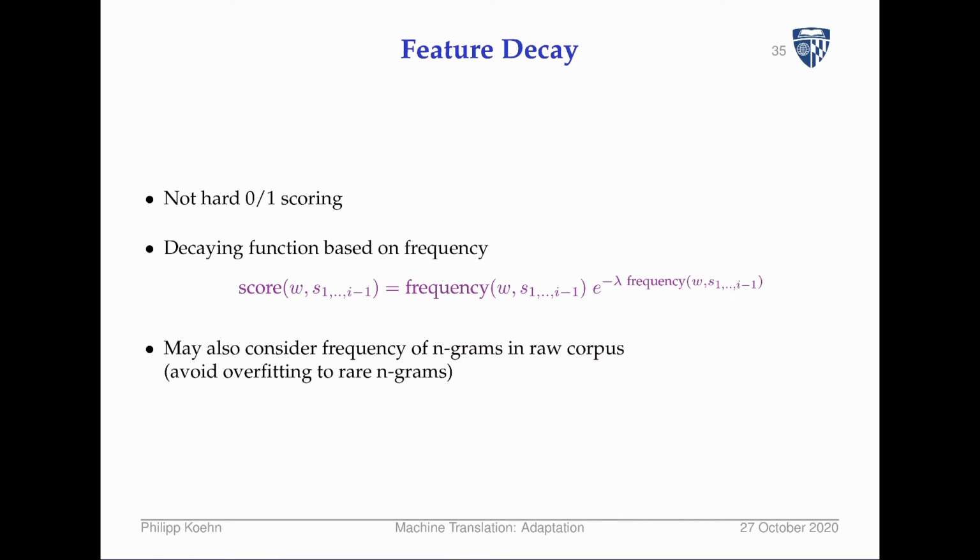Another way to do it is to not just go by 0-1 scoring, where you say, did it occur once or did it occur never, but also say, well, if it occurs once, we might still want to get some more data about it. But if it occurs 1,000 times, I don't really care anymore. So the idea is to do feature decay. We basically have a frequency and we pass it to the exponential function to reduce the preference for words that occur really, really frequently.